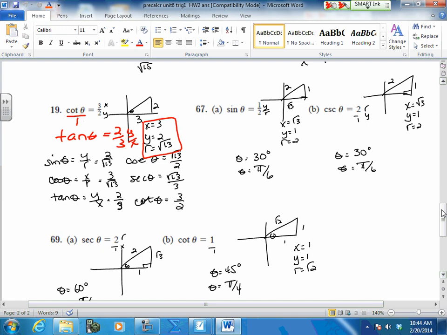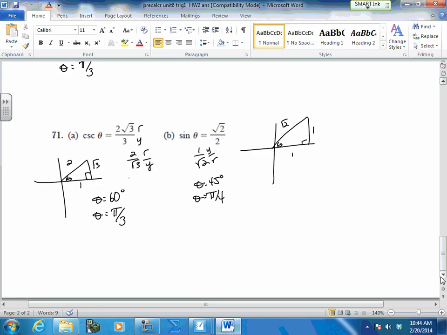Is there anybody that cannot do one of these? Given a function, can you put it on a triangle, find the missing part, and find all 6 pieces? Yeah? I think the angle part is what gives us. The angle part gets you confused. Yeah. Okay. Here, I want everybody to do this one right now.